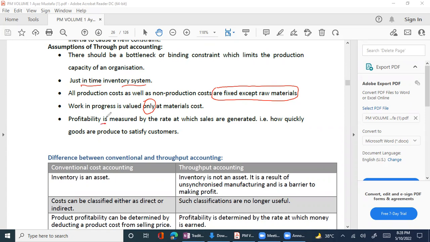And profitability. Traditionally, we measure profitability as income, but now in this technique, profitability is measured by the rate. By the rate I mean at which speed, how quickly we are selling our goods to satisfy customers. We are not concerned with the dollar figure, how much we are saving. We are concerned with the speed of delivery, speed of services to satisfy the customers. So profitability is measured by the rate at which sales are generated, which means how quickly goods are produced to satisfy the customer. Are you okay with the assumptions as well?